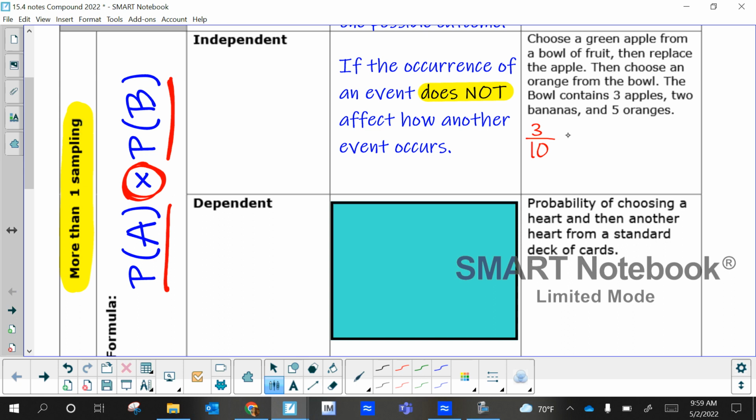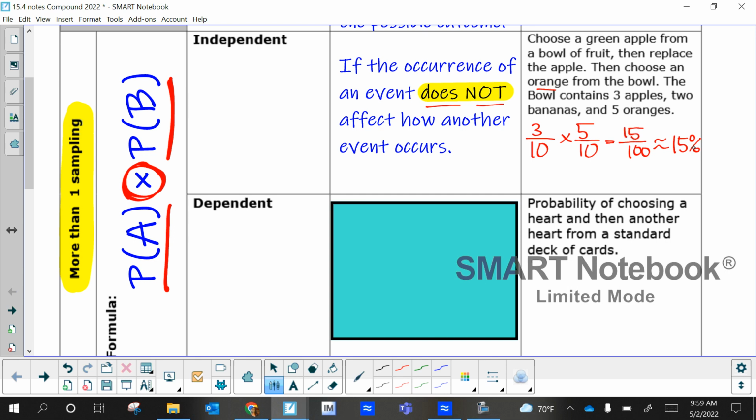Now this formula calls for multiplying because this is more than one sampling, meaning I'm choosing this apple and then I'm going to choose something else. That's why there are 2 samples. What did I want to choose on the second one? I wanted to choose an orange. How many oranges are there? There's 5 out of 10. You'll notice I put the apple back, so there's still a total of 10. That's why this outcome does not affect the first one. So we multiply that out. That's 15 out of 100, which is about a 15% chance.